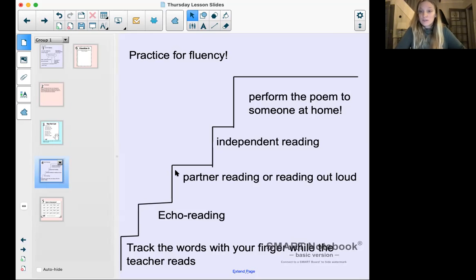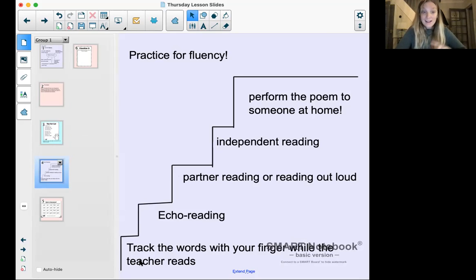Then we have some independent reading. So can you read it silently? Can you read it in your head maybe? Give that a try. And finally, because it's a poem and poems are meant to be performed, can you perform the poem to someone at home? So lots of active bits of learning today.